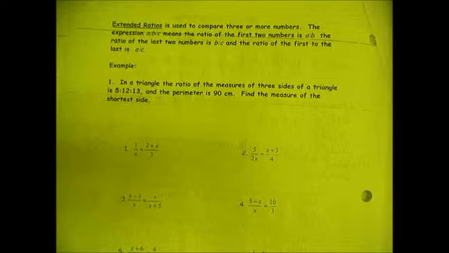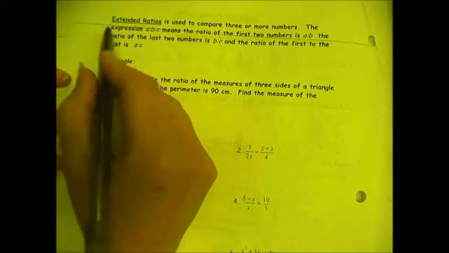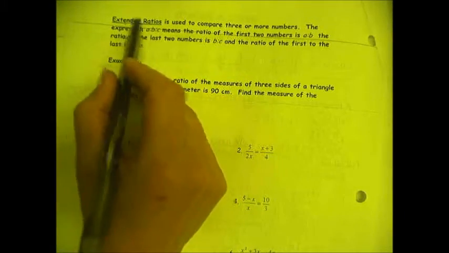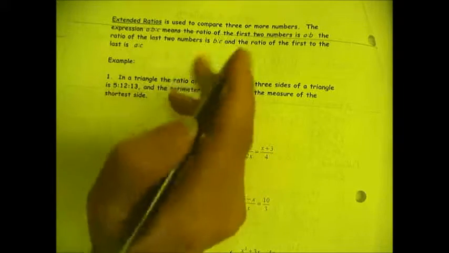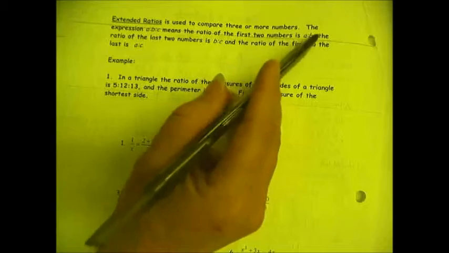Okay, geometry, here we are on page 2 of our notes in chapter 6, section 6.1. Up here at the top it talks about extended ratios. These types of problems are used all the time on SATs, PSATs. It is used to compare 3 or more numbers.